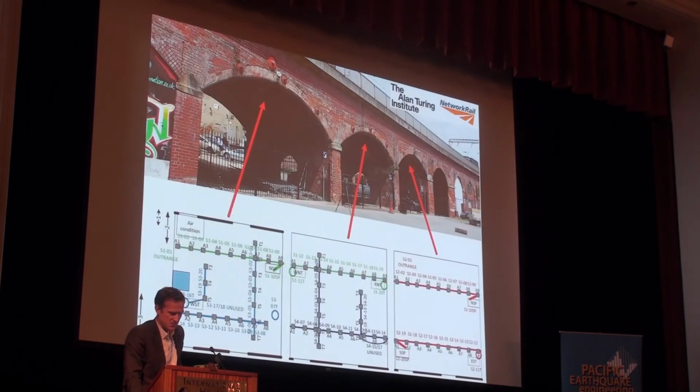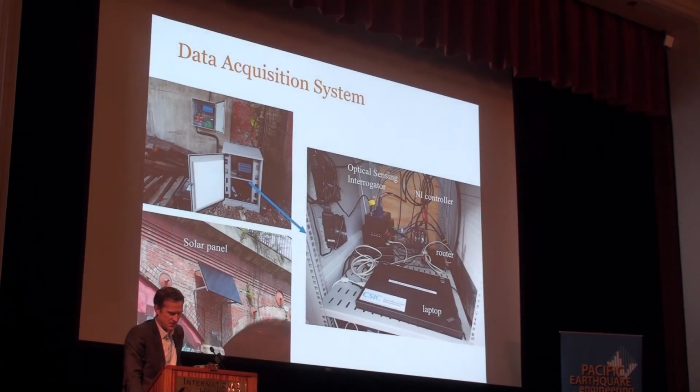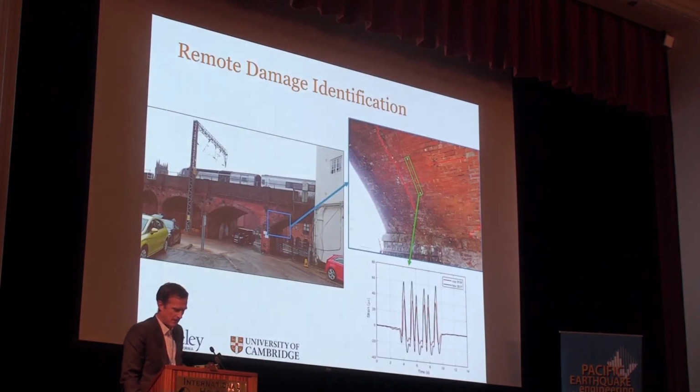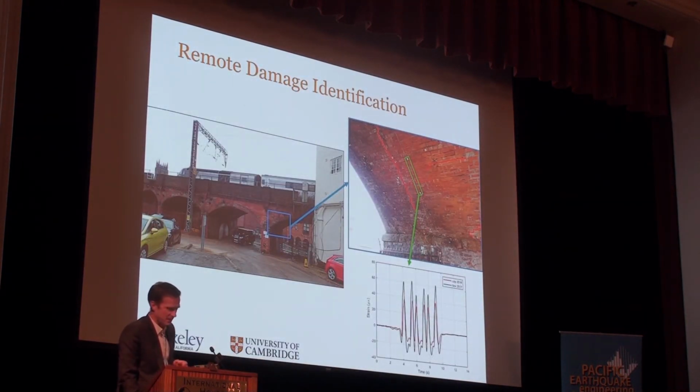And I'll just skip to the results. Again, there's the installation. Oh, I should say, I didn't say before, this is all powered by solar panel, and the system is triggered by the train as it comes across, so it turns on, takes 10 seconds of data while the train comes across, turns off, and transmits that data to us so we can do all the analysis remotely. Here's an example where we are able to pick up localized damage quite early.